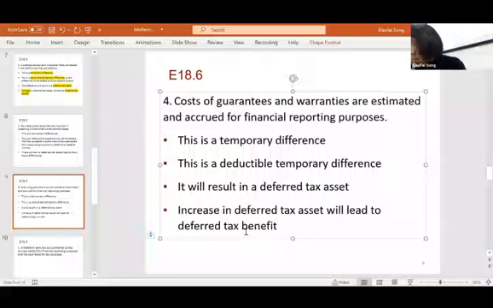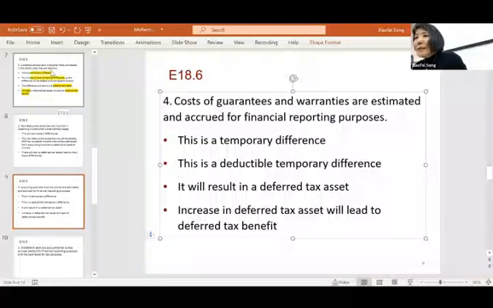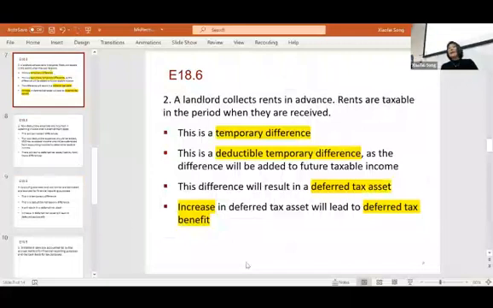Okay. Now, let's go back to this. I meant to point out one thing I forgot. When the landlord collects the rents in advance, what if it's a tenant paying rent in advance? They will be the opposite.